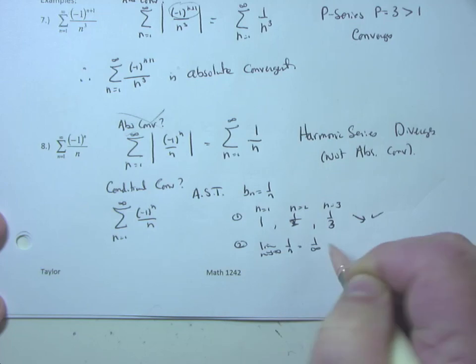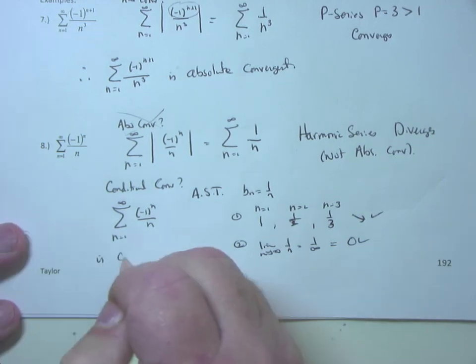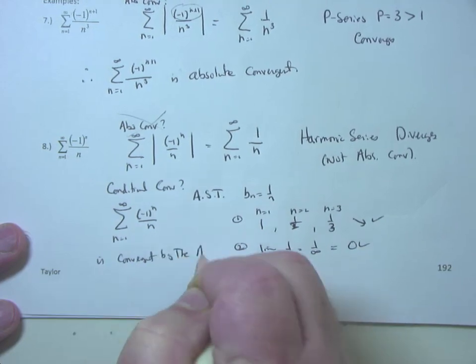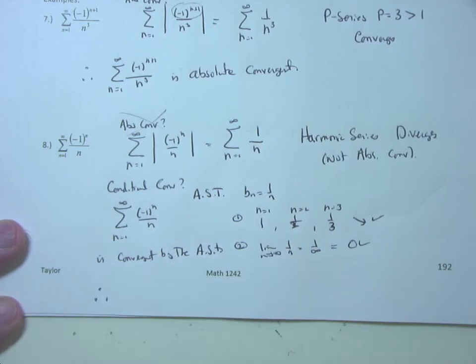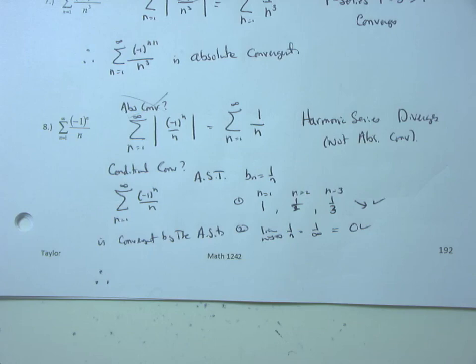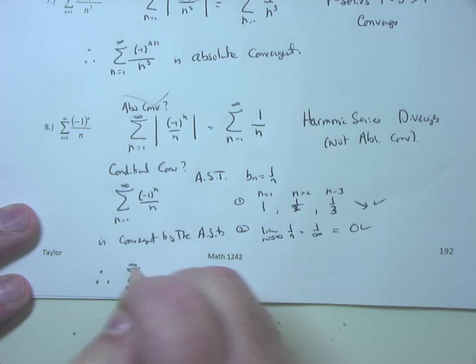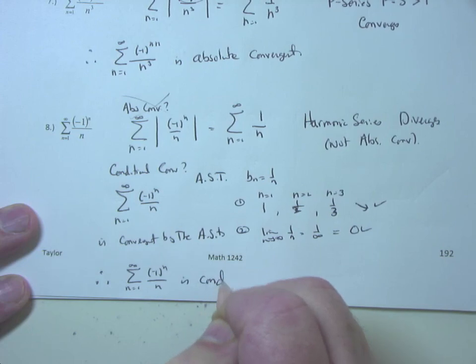1 over infinity is 0. The terms go down and the limit goes to 0. What does that tell you? That this series is convergent by the alternating series test. So in terms of the original problem, by the alternating series test, the alternating series is convergent. We would say that the sum as n goes from 1 to infinity of negative 1 to the n over n is conditional convergent.